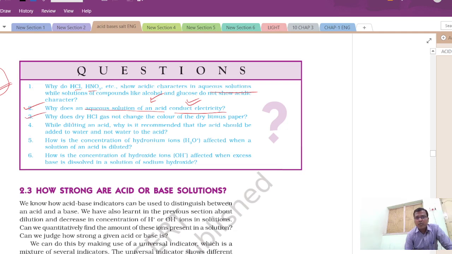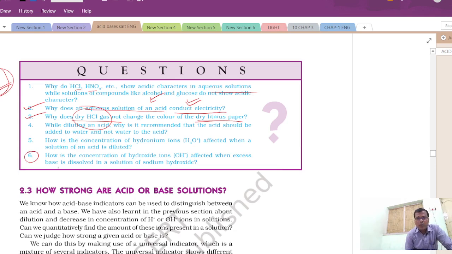What happens when dry HCl gas is passed over dry litmus paper? I have told you that whenever dry HCl gas is passed through dry litmus paper, its color will not change, because both are dry. That means water is not available, and without water HCl gas will not liberate H+ ion, and you know that in the absence of H+ ion an acid cannot behave like an acid, so the color will not change.